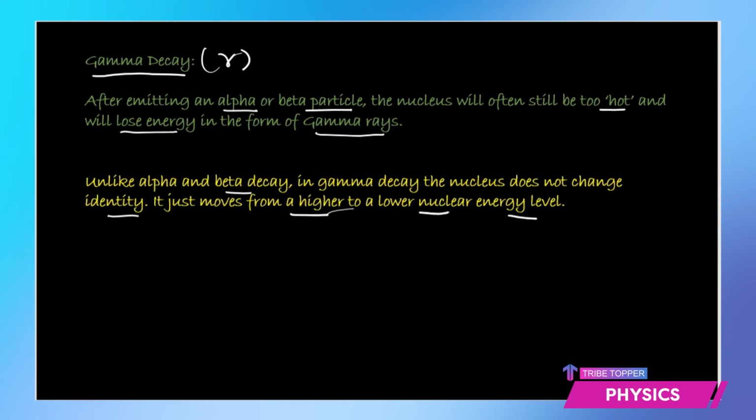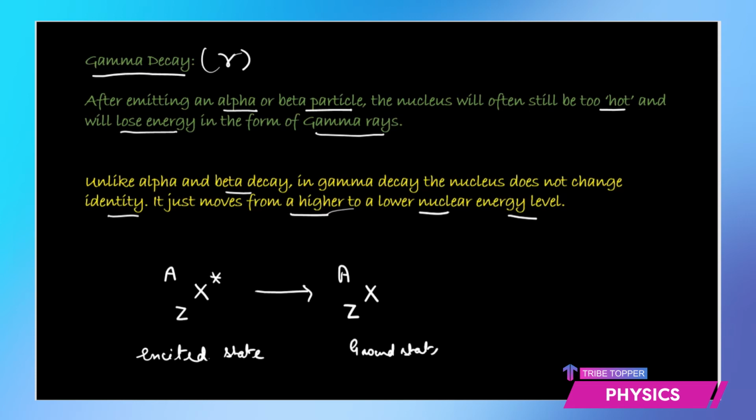So, how do we represent it? I would say if I have ZXA, but we'll put a star here, which indicates that this is a nucleus in the excited state. This is going to give you not a new nucleus, but the same nucleus ZXA, but now in the ground state after it has emitted energy in the form of gamma radiations.